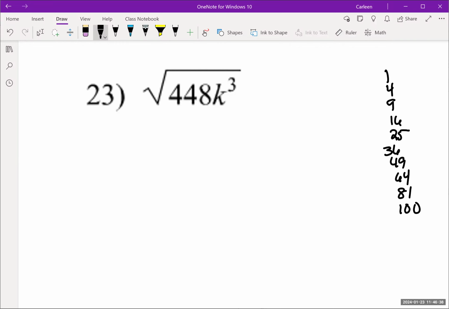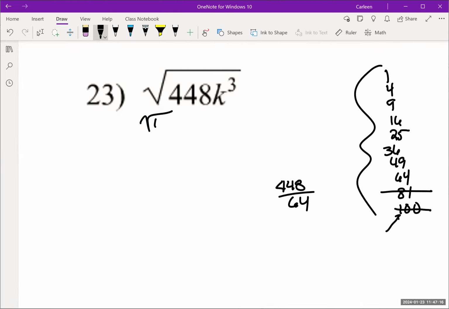So we're going to take with the calculator 448, and we want to know which perfect square goes into it. So we're going to try 100. So 448 divided by 100, does it go in evenly or do we get a decimal? Okay. And 448 divided by 81. Decimal. And 448 divided by 64. Aha, okay. So we have 64 and 7.